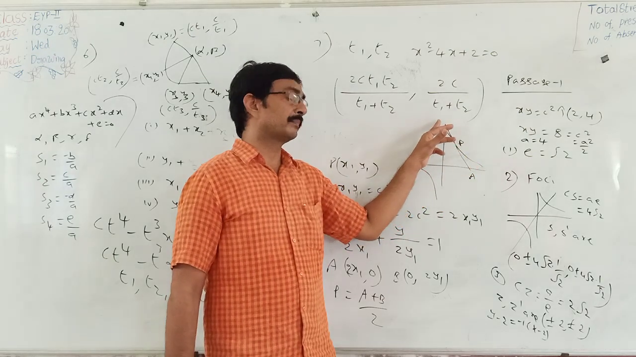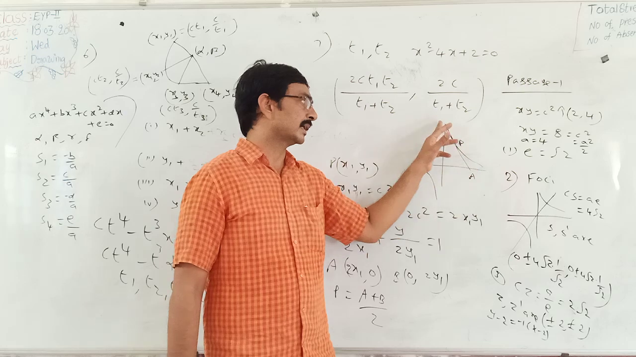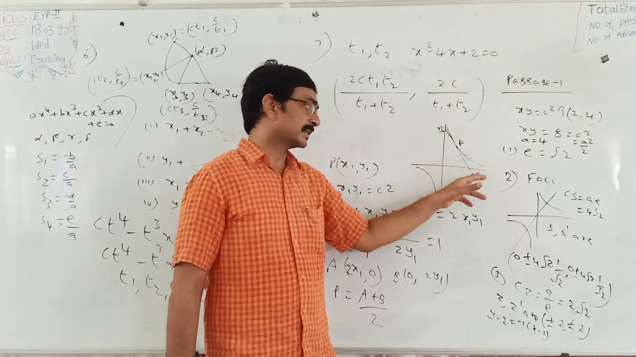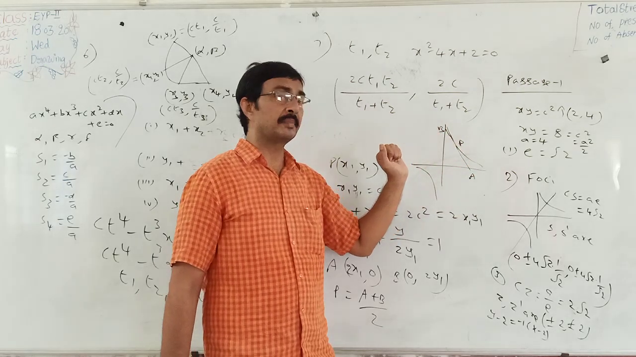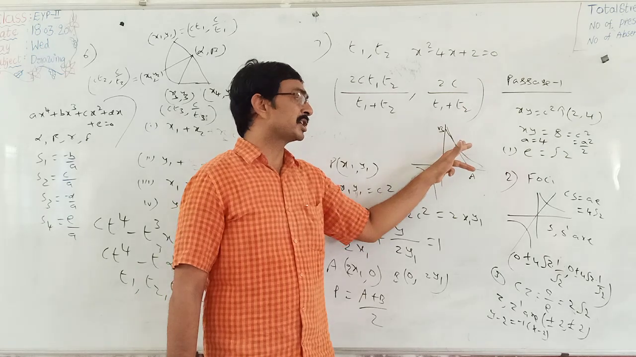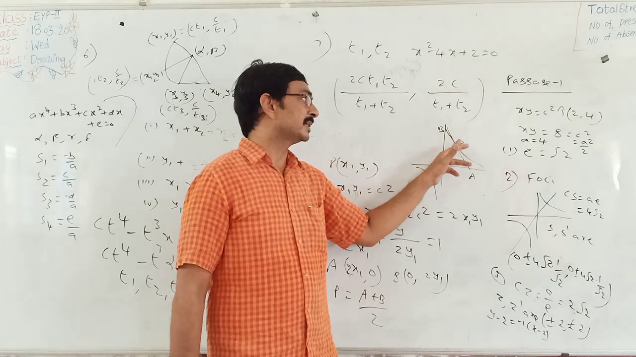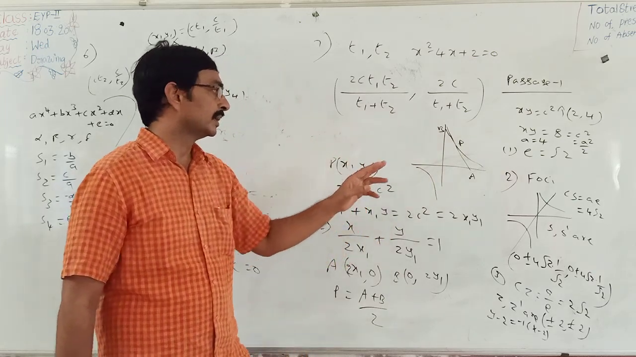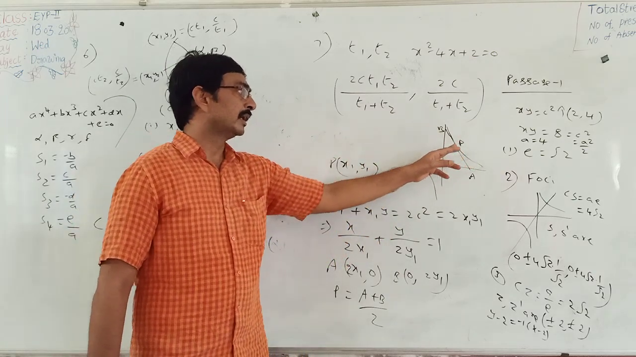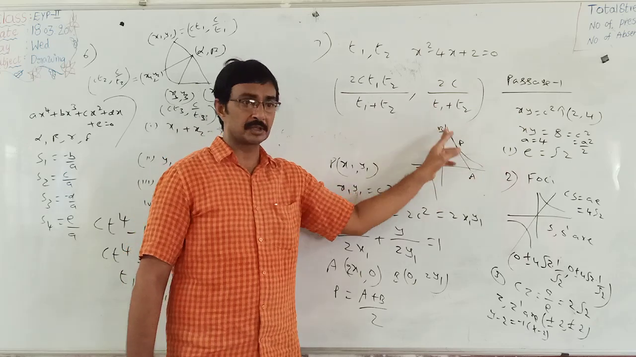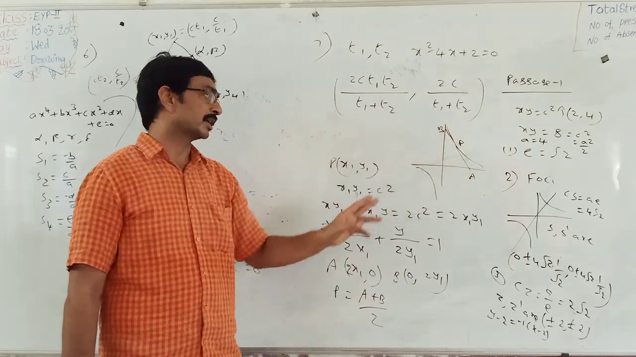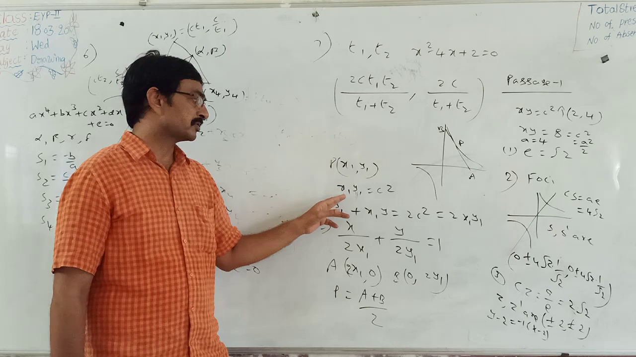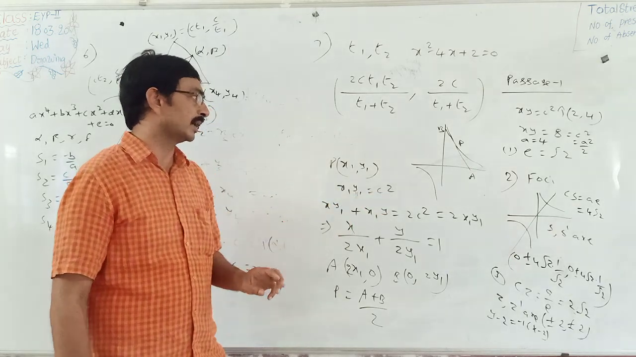Draw the tangent at that point. Suppose the tangent cuts the x-axis at A and the y-axis at B. Then for any position of P, clearly P is the midpoint of AB. This is the statement. See the proof of this one. Suppose P is (x1, y1). That point lies on the curve xy equals c square, so it satisfies the curve equation. Therefore x1 into y1 equals c square.